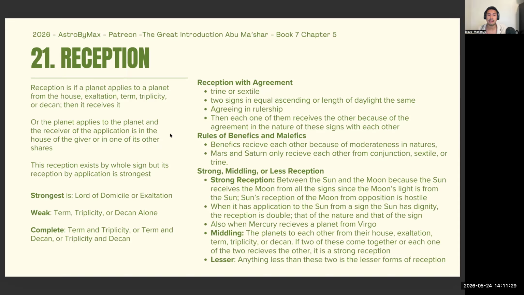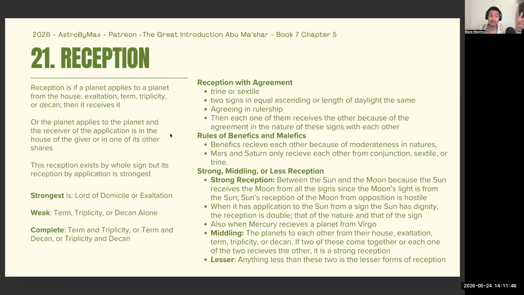And the strongest types of reception are with the lord of the domicile of that sign and the lord of the exaltation of that sign. So those are going to be your highest priorities of reception. The weaker ones are going to be the term, the triplicity, or the decan alone. If it's just that type of reception, it's a weak, middling reception.